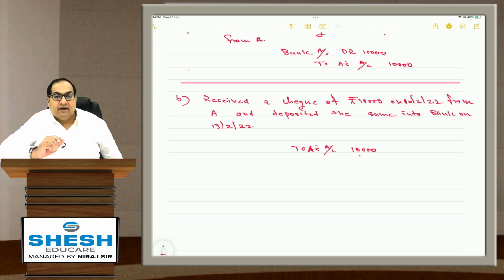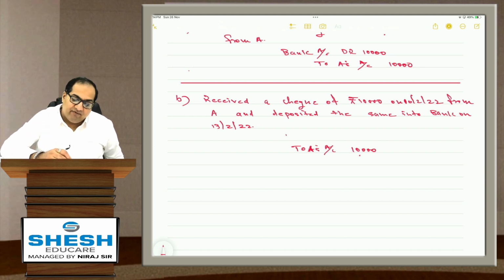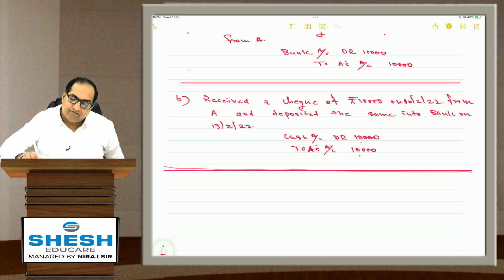अरे सर तो अभी क्या करेंगे? Yes. On 10th, I will go and keep the check in the cash box and treat as if I have received cash. Sir, check है और आप cash. I will treat this check received as if I have received cash. And on 10th, I will pass the entry. Cash account debit 10,000 to A's account 10,000. Is this part very clear? This is as on 10th of Feb.